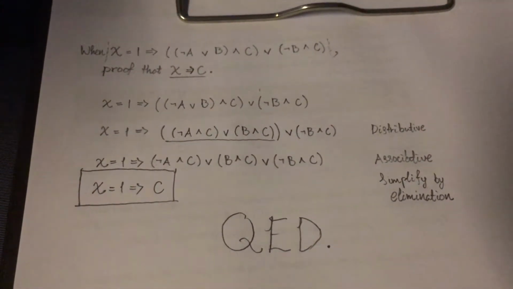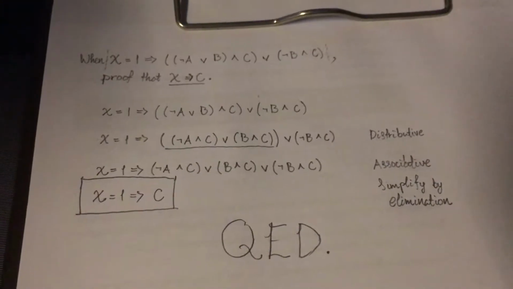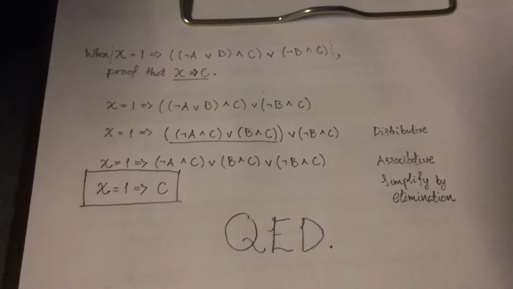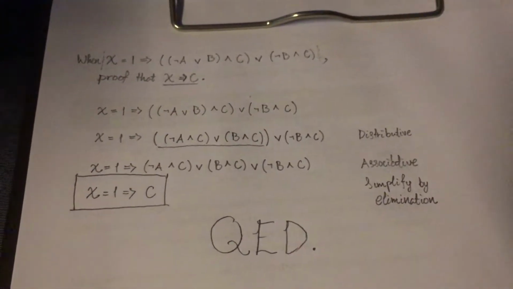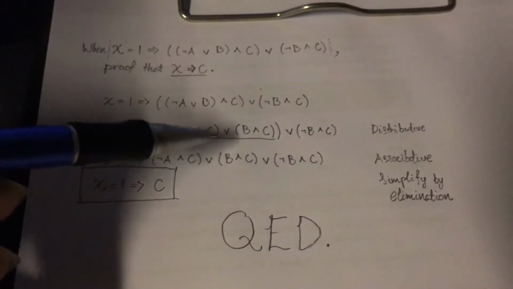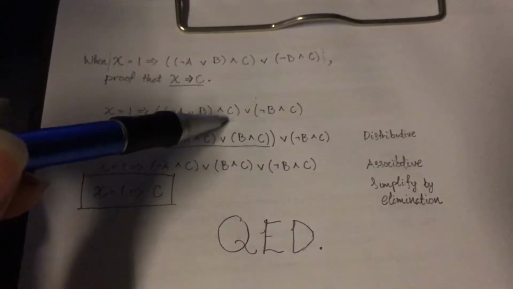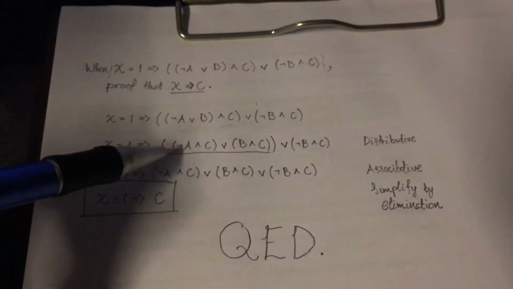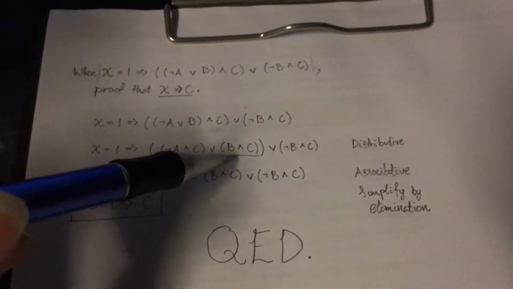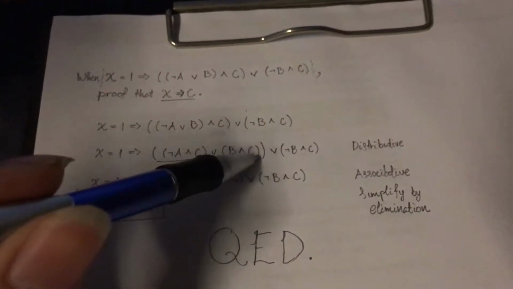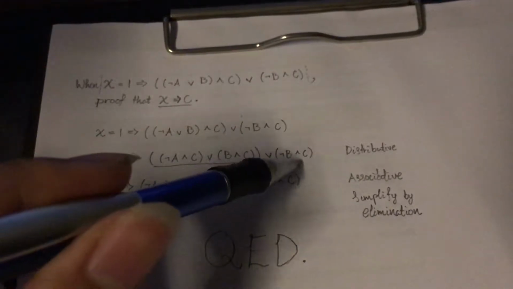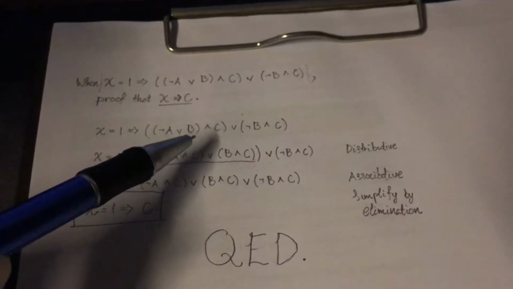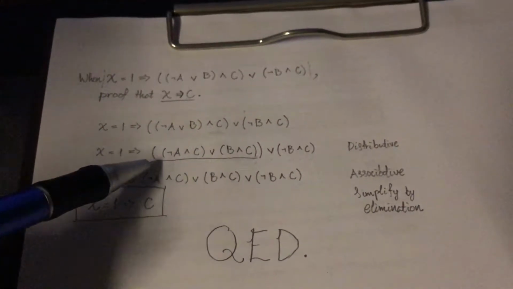Now we want to distribute the conjunction. Yes, I distributed the conjunction. So this conjunction and C is distributed into these two terms. So we have not A and C, or B and C, just like that, and then the rest of the terms, or not B and C. This is called the distributive property that the conjunctions have. So I've distributed them. Now what?